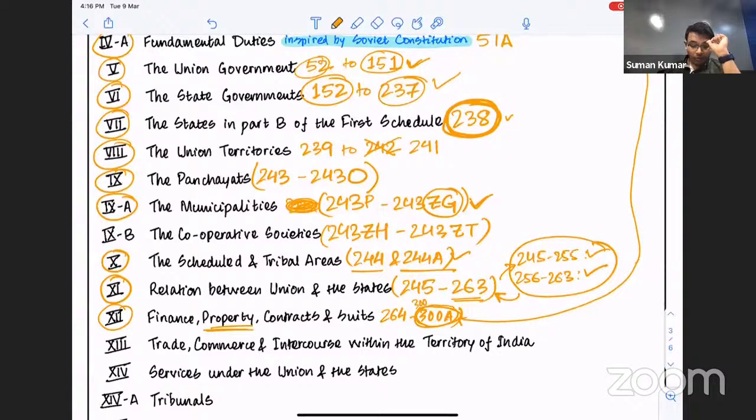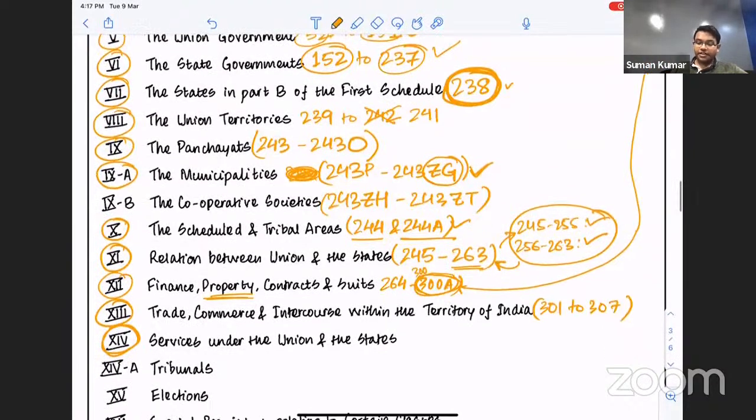If it is ending at 300, then the next number is 301, which makes sense, which is part 13. 301 to 307. Again, sir, it is difficult. How to remember 301 to 307? My dear, when you study this chapter called trade, commerce and intercourse within the territory of India, you will know what is 301 to 307. Then part 14, our favorite placeholder, you should never forget that.